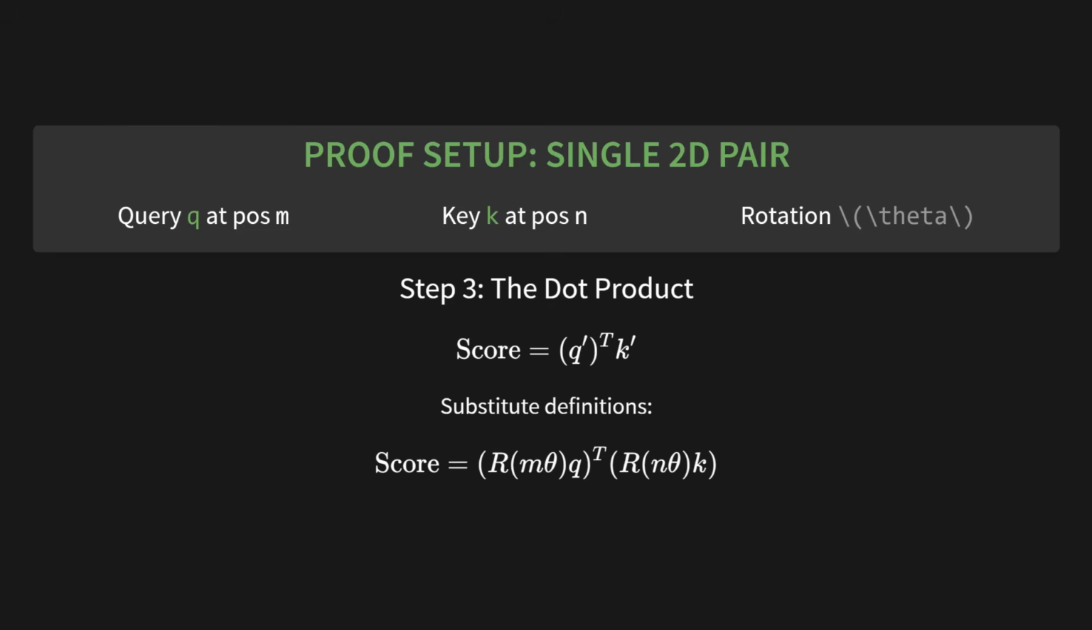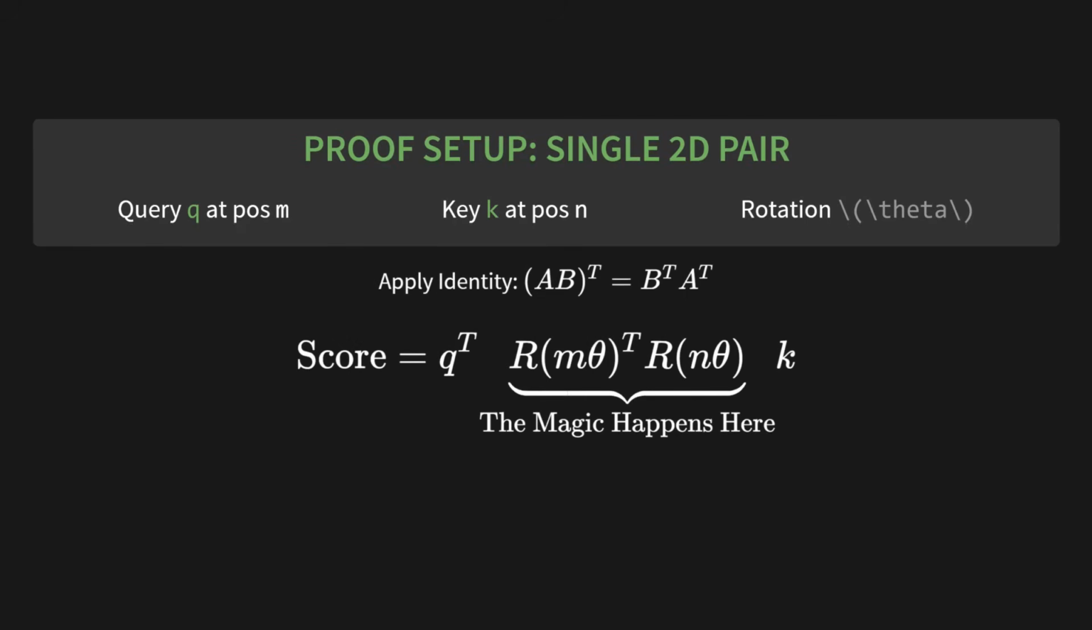So let's substitute the definitions we just made. You can see it on the slide. The score is R m theta q, all transposed, times R n theta k. Now, we use a standard rule from linear algebra, that (AB) transpose equals B transpose A transpose. Applying that rule gives us the next line. Score equals Q transpose times R m theta transpose times R n theta times K. Look at that. Everything comes down to simplifying that middle term. That is where the magic happens.